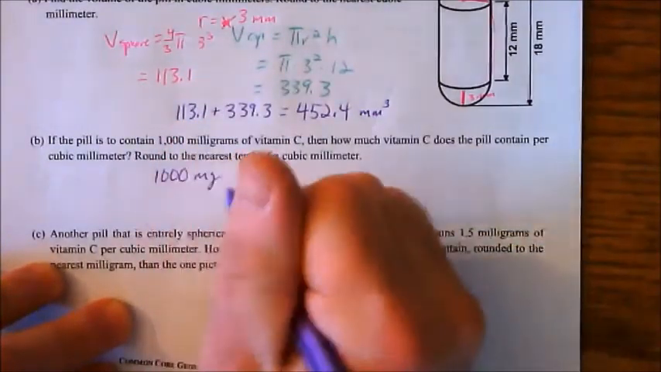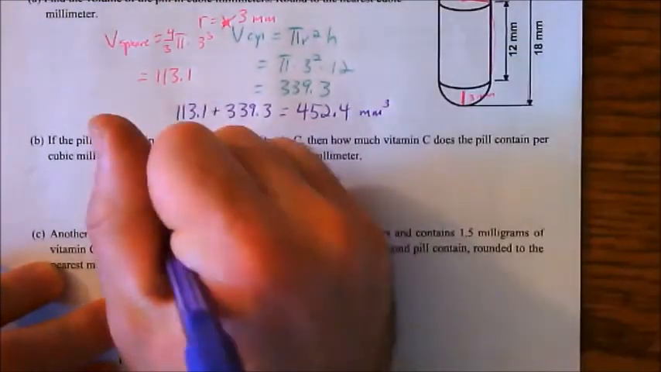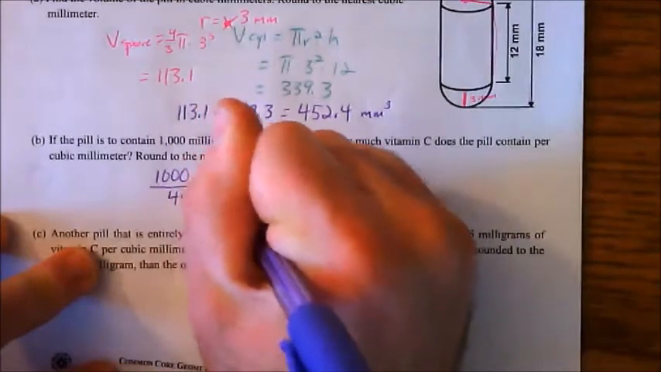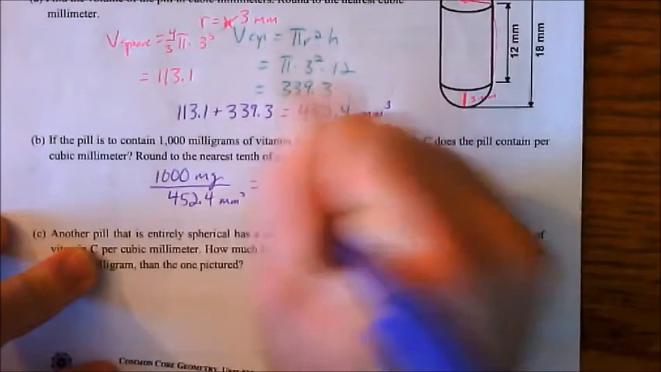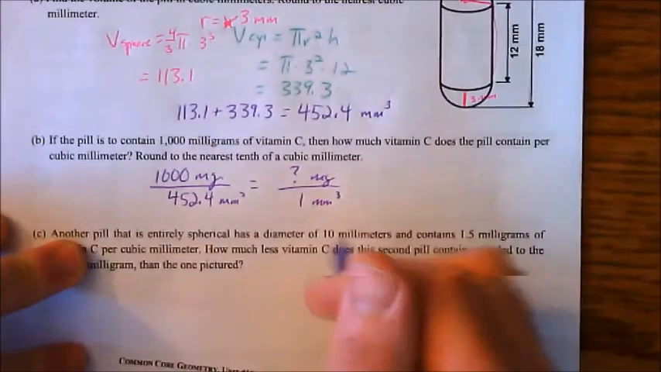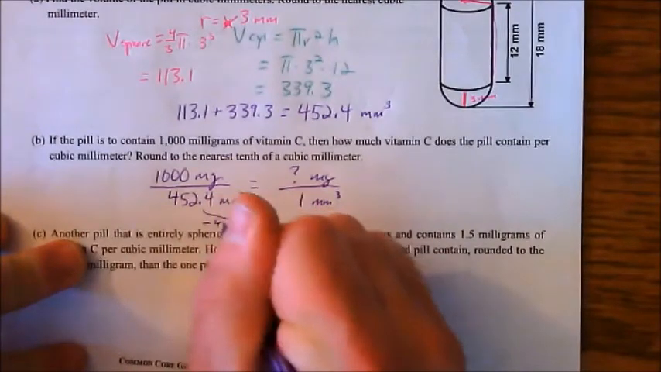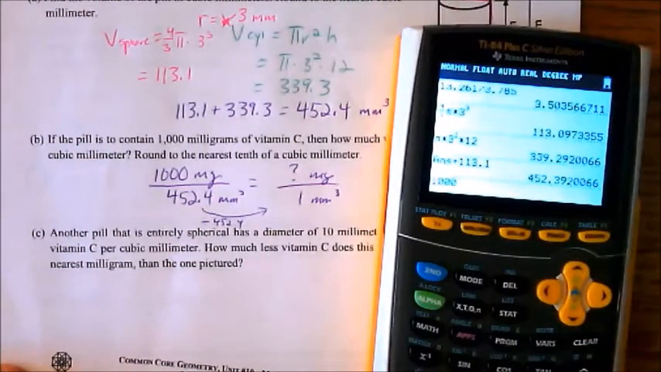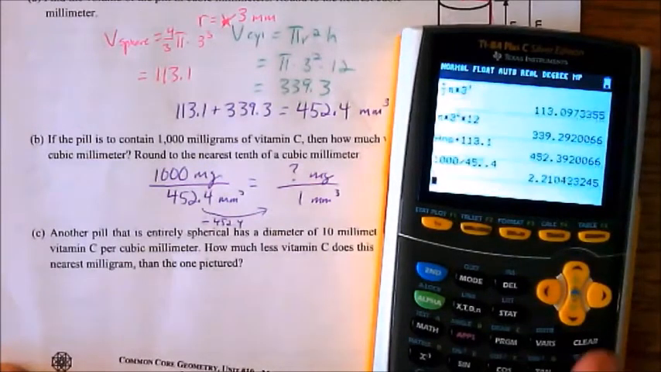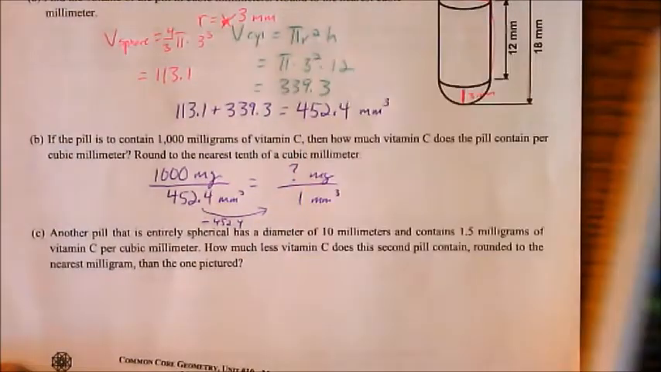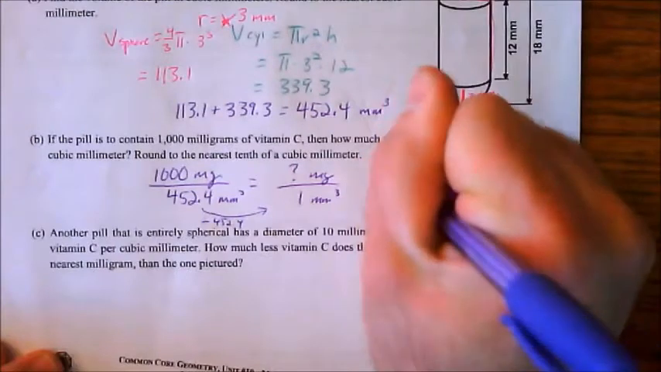So pi times 3 squared times 12 is 339.3. So, altogether, it would be the sphere, 113.1, plus the cylinder, so about 452.4. And that's in cubic millimeters.